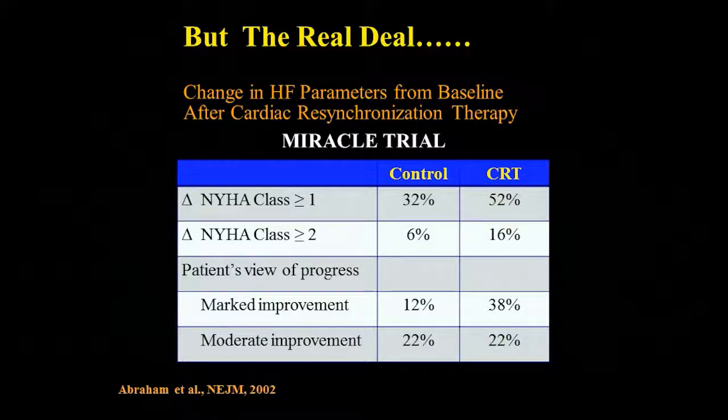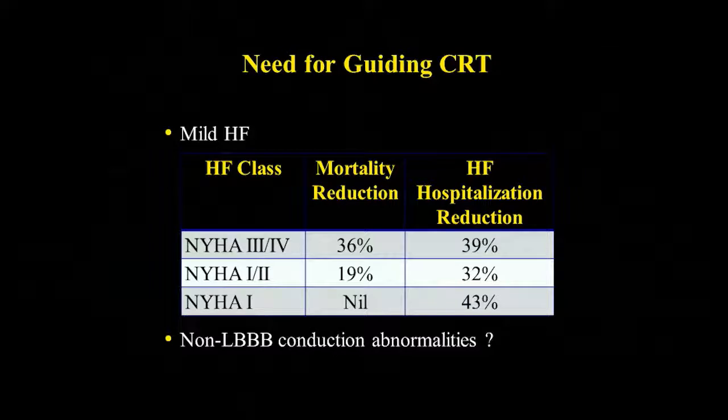Okay, so one could say 1/3 to 50% of the patients don't improve after CRT, even based on the selection based on the current guidelines. So there is a need to guide CRT. As you can see, in patients who have NYHA class 3 and 4 heart failure, there is a mortality reduction of 36% and heart failure hospitalization reduction by 39%. This was in patients who have mild heart failure. And what about patients who have non-left bundle branch block abnormality? We know that patients who have left bundle branch block derive the greatest benefit, and I'm going to talk about that in the subsequent slides.